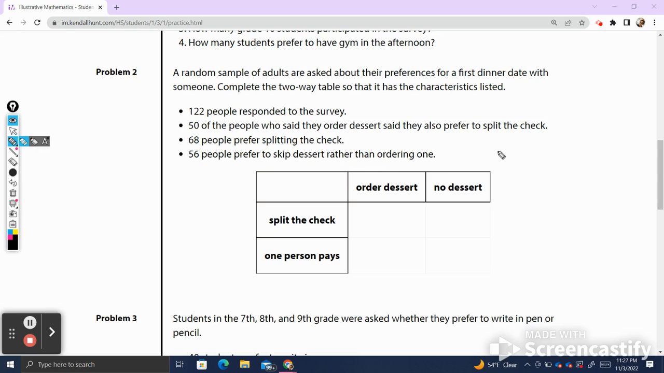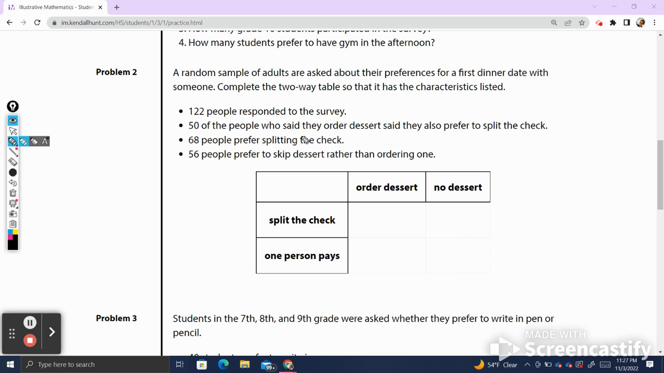So let's look at our table and see what's there before we go ahead and put the numbers where they belong. So this column over here will be people who order dessert. This number will refer to people who like dessert and split the check. This one will refer to the people who order dessert and want one person to pay. This one refers to people who do not want dessert, and the ones who split the check, and ones who prefer one person to pay.